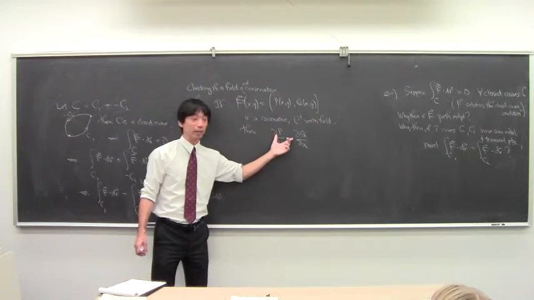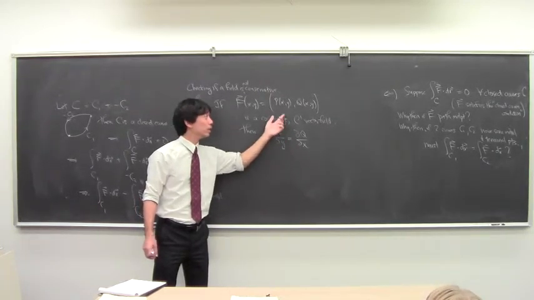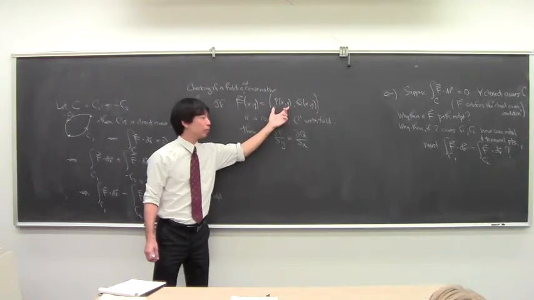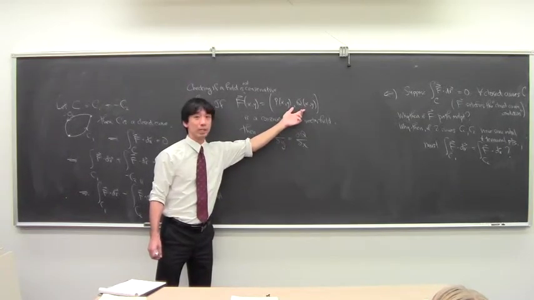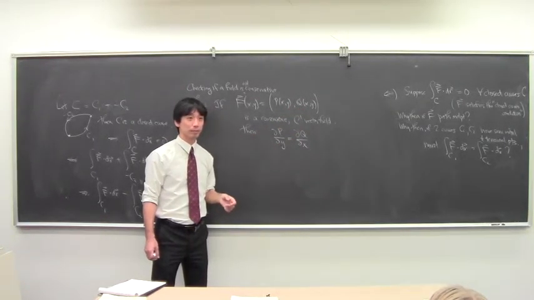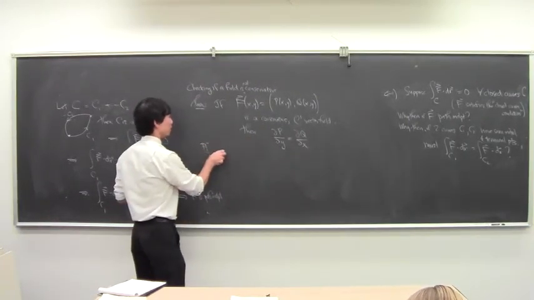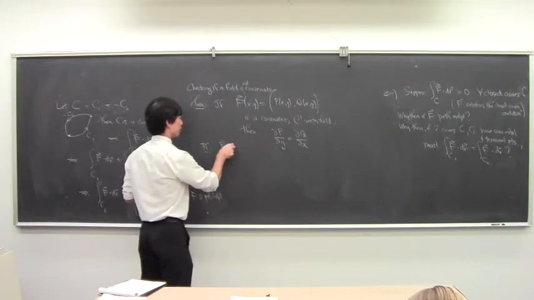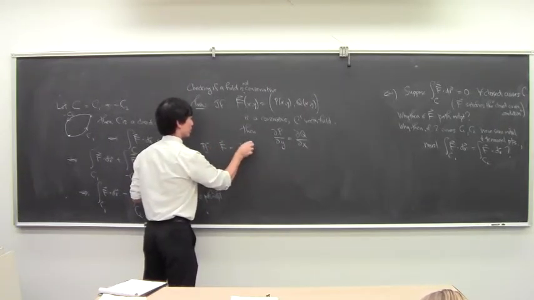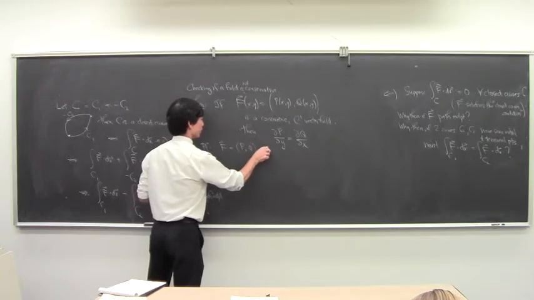Can anyone tell me why this is going to happen? Why would the partial of the first one with respect to y have to equal the partial of the second one with respect to x, if your field is conservative? And so f is conservative.